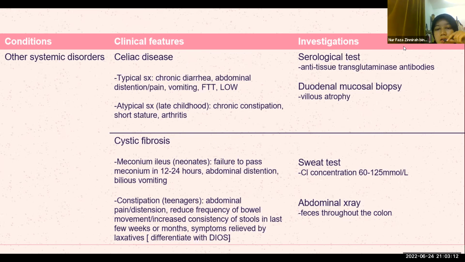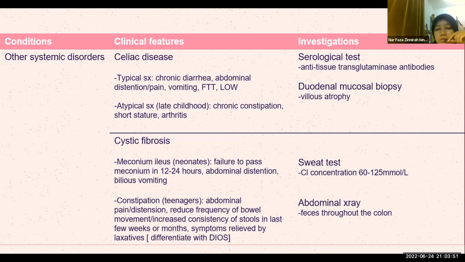In teenagers with cystic fibrosis, they can have constipation. The criteria for constipation in cystic fibrosis are abdominal pain or distension, reduced frequency of bowel movements in the last few weeks or months, or increased consistency of stools in the last few weeks or months, and symptoms relieved by the passage of stool. This needs to be differentiated from distal intestinal obstruction syndrome, where they will have bilious vomiting.